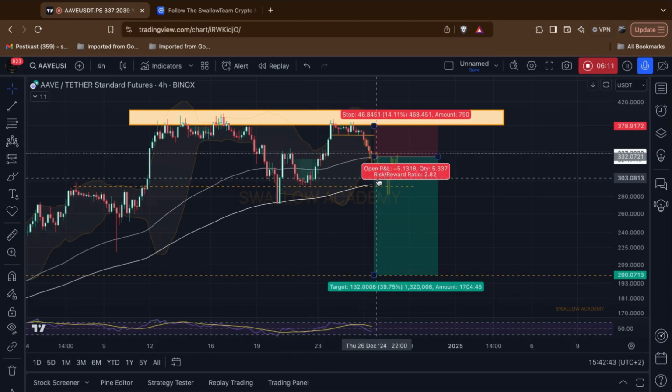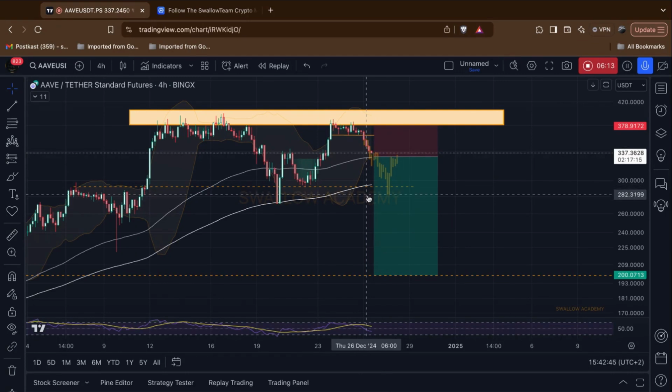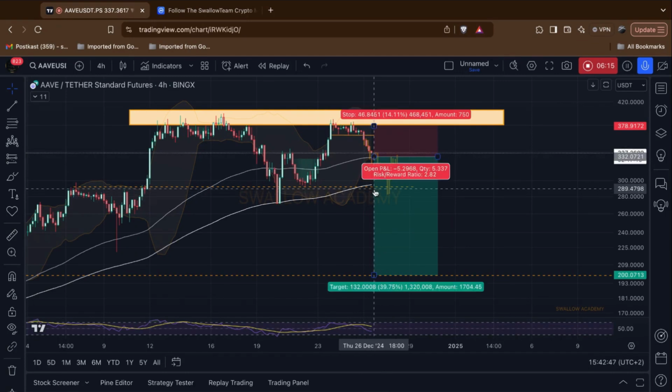And as soon as we reach the zone, then we will decide either we long from there or we go for a further movement to the lower zones.